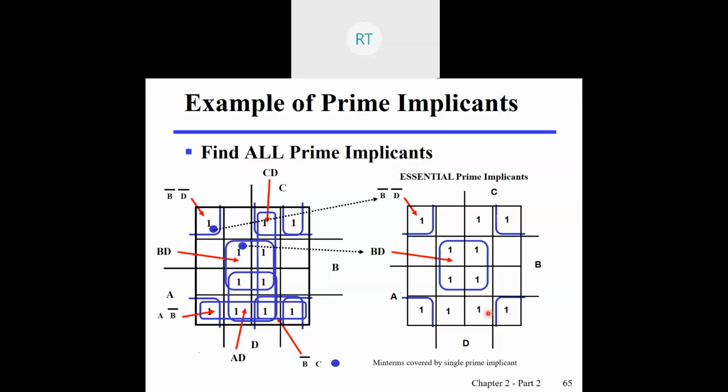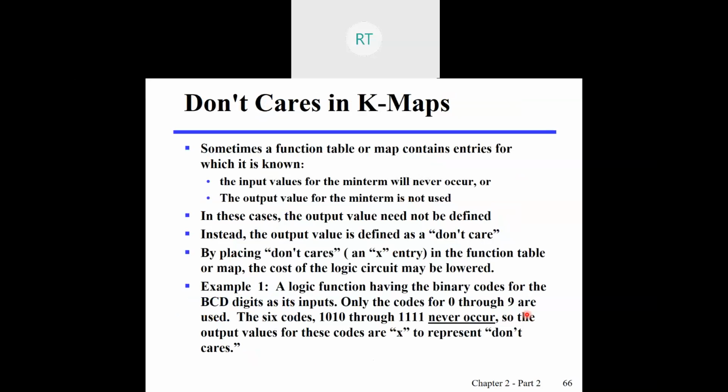Okay? How about these two? I could cover them only either with these four or with these four. How about this one, please? I have two ways to cover. I can either cover with these four or I can cover these two with these two. This is why we do not call them essential prime implicants. So I have two essential and the rest are not essential.